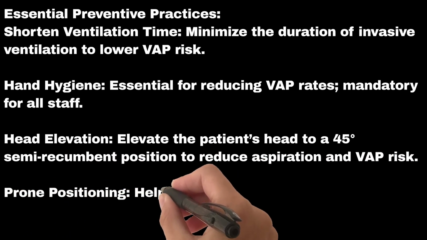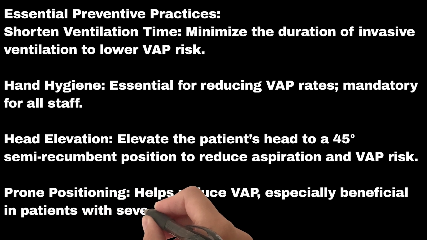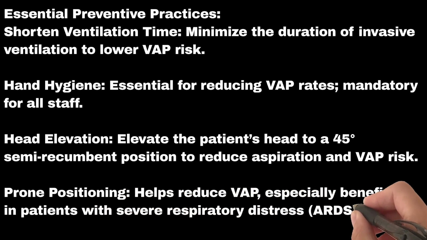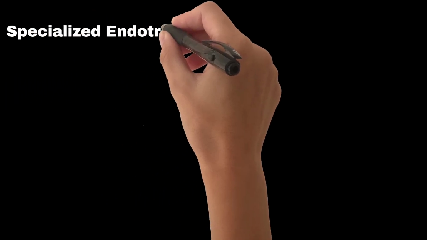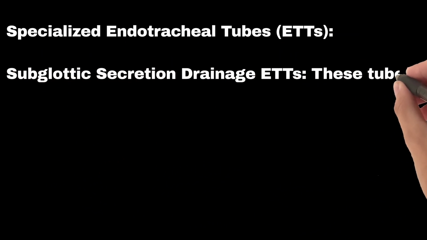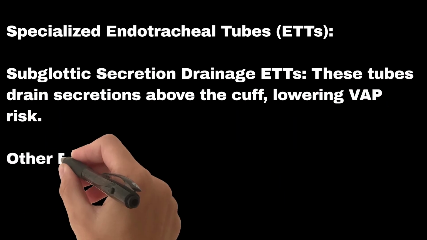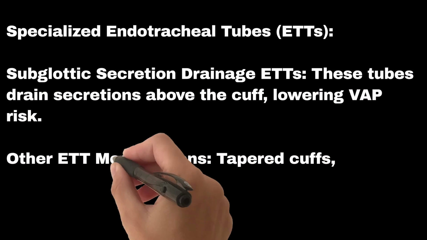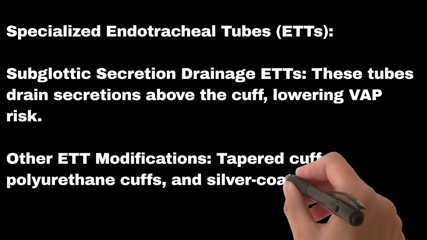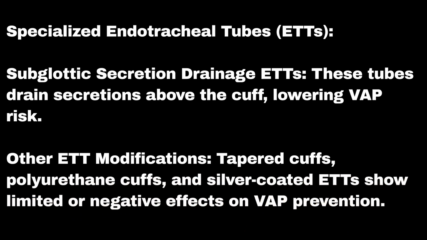Prone positioning helps reduce VAP, especially beneficial in patients with severe respiratory distress, like ARDS. Specialized endotracheal tubes, subglottic secretion drainage: these tubes drain secretions above the cuff, lowering VAP risk. Other modifications: tapered cuffs, polyurethane cuffs, and silver-coated tubes show limited or negative effects on VAP prevention.